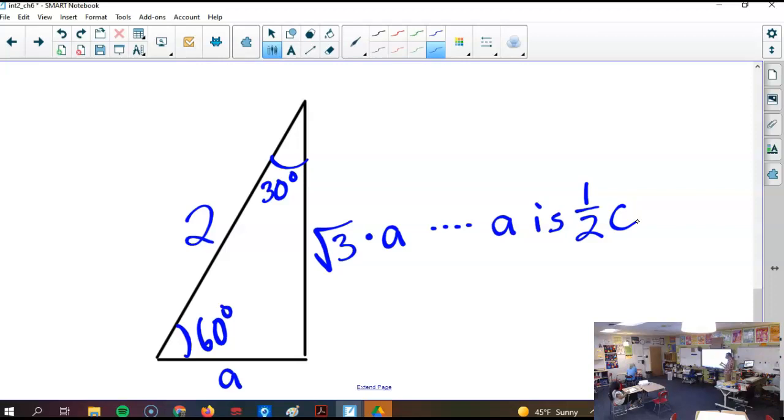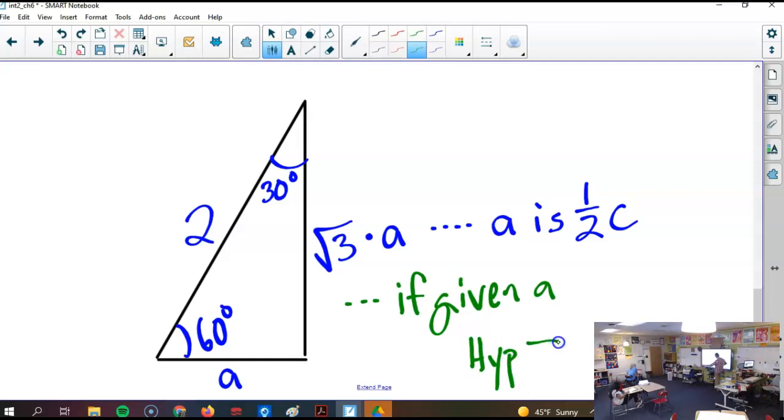Because then we've got to play with things a little bit and fix it so that we can actually relate things like we're used to. If we're given A to reference, then it's easier. Well, if we're given A to reference, what would we say then? So we just do radical 3 times A. And the hypotenuse, or C, I guess, is 2A. Okay. Yeah, so it's easier even if we're given a short leg.